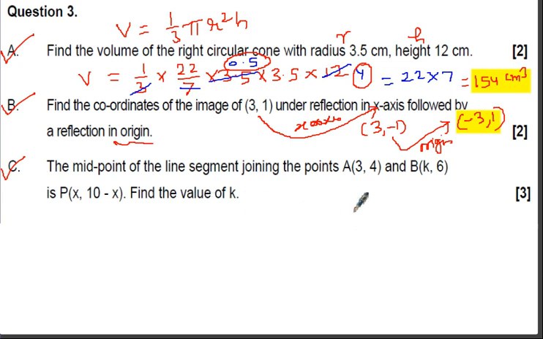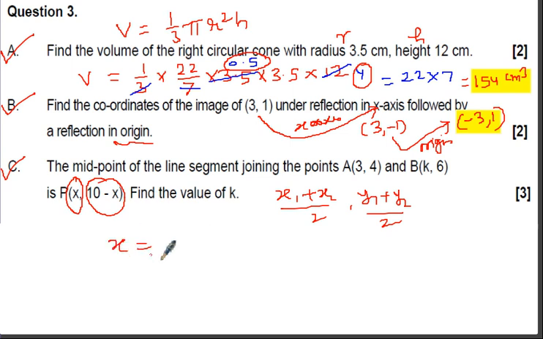Here is the midpoint of the line. So you know the midpoint formula. The correct formula: x1 plus x2 upon 2, y1 plus y2 upon 2. This is your midpoint formula, where the midpoint is given as x and 10 minus x. So your x coordinate is x, so you can write x is equal to 3 plus k upon 2.